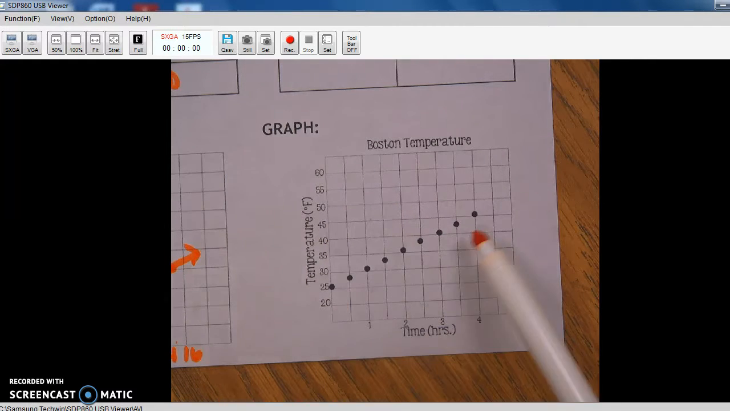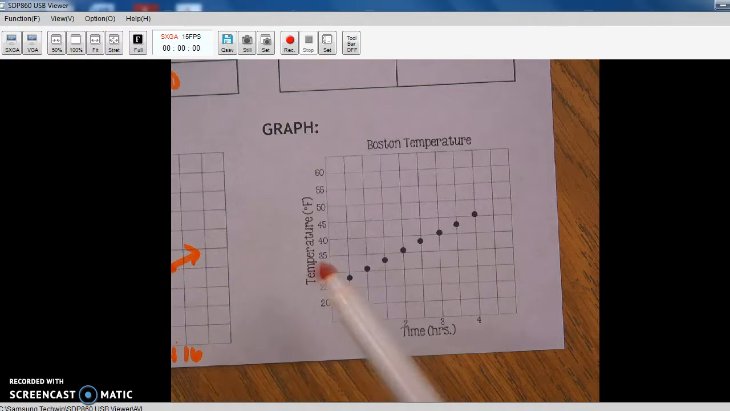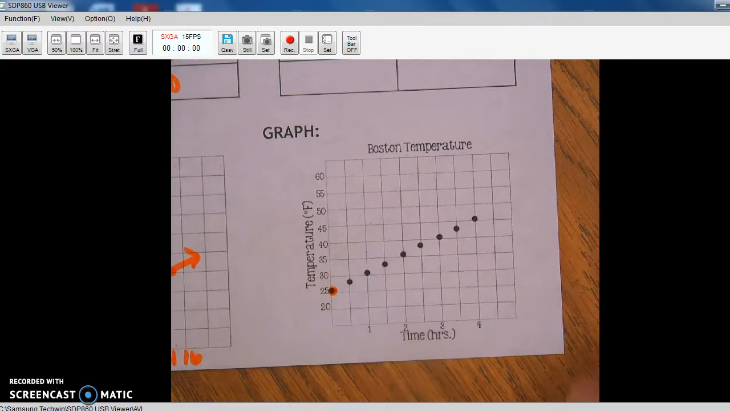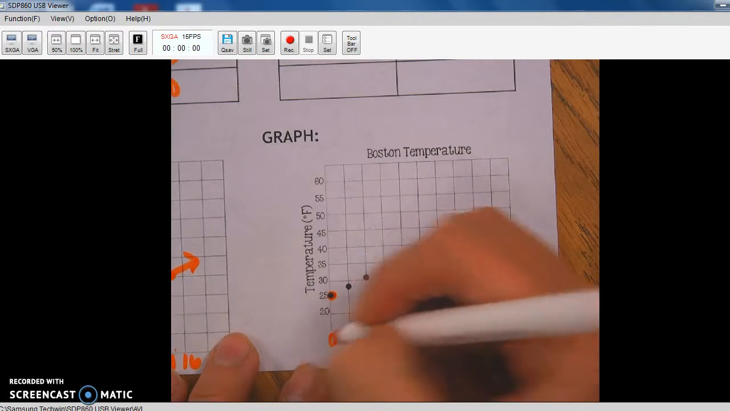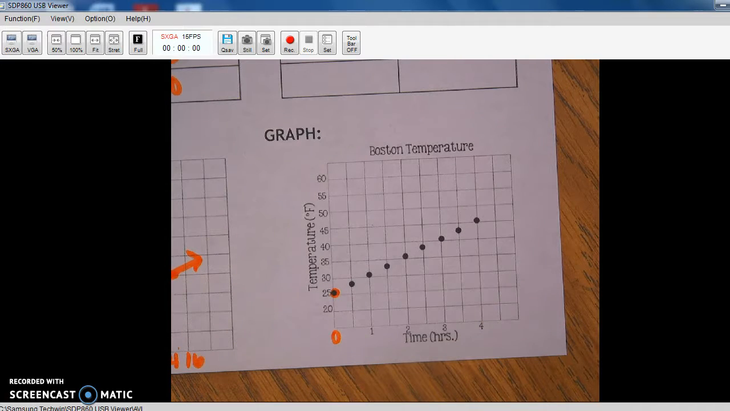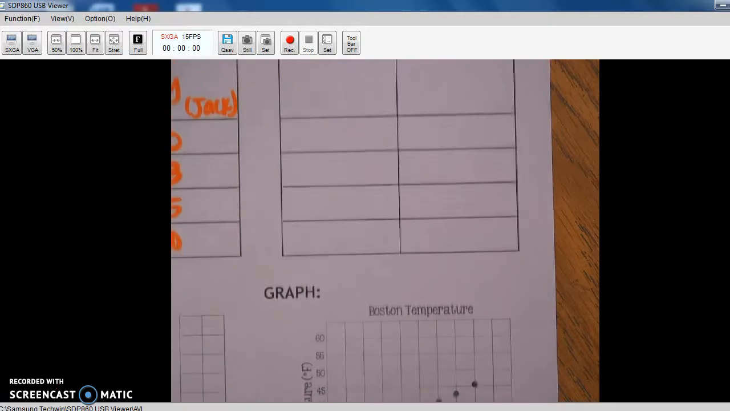So I can look at all these points and figure out what the temperature was after so many amounts of hours. I also noticed that my very first point on the graph is 0, 25. So that means at 0 hours, the temperature started at 25 degrees. So I could use that to put in my table.